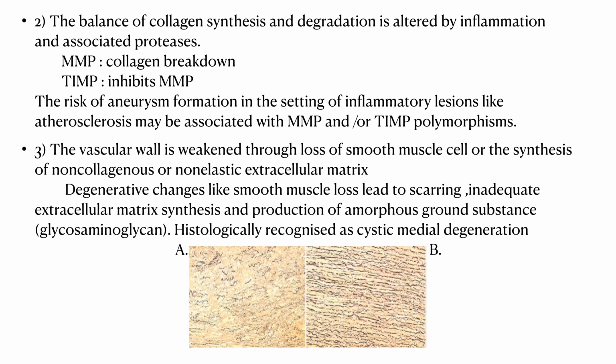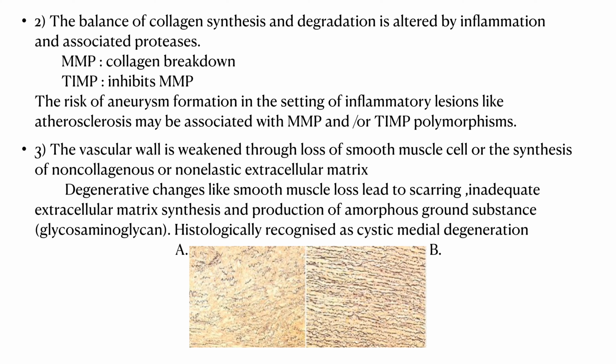And in other instances, like in systemic hypertension, the increased pressure in the vasa vasorum will lead to outer medial ischemia, and thus causing lack of blood supply to the smooth muscle cells, lack of collagen synthesis, and there it is. And this causes buildup of non-collagenous substances, and this causes degenerative changes in the medial wall. These degenerative changes, like smooth muscle loss, lead to scarring and inadequate extracellular matrix synthesis and production of amorphous ground substance called glycosaminoglycan. Now, this situation is histologically called cystic medial degeneration.